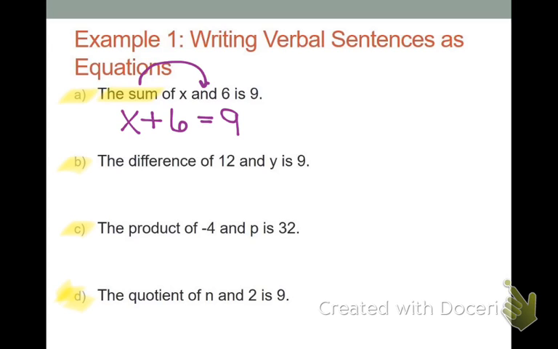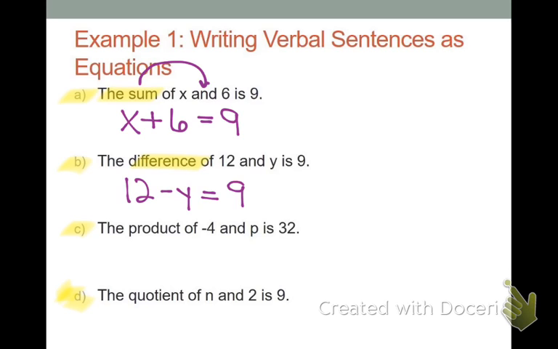The difference of 12 and y is 9. The difference of 12 and y is 9. So difference is my key word. What would be my equation? Does anybody have it? Anybody think? 12 minus y equals 9. Very good. All right, I want you to try to do C and D, okay?